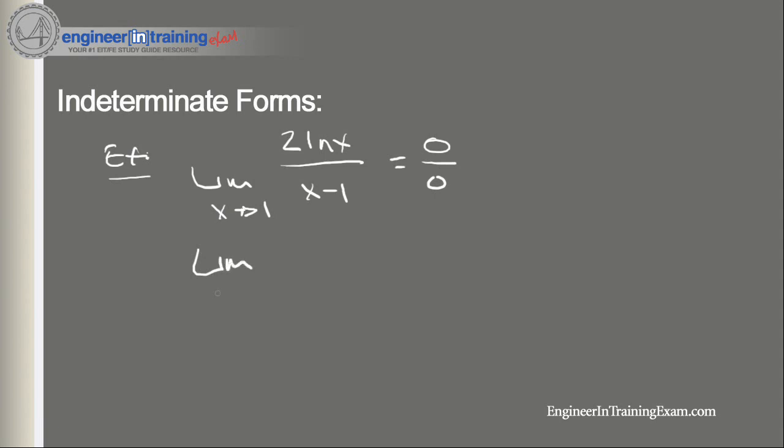So let's take the limit as x goes to 1 and take the derivatives of both the numerator and the denominator, and we get 2 divided by x, divided by 1. So plug in 1 wherever we see x, and we find that the limit is going to be 2. And L'Hopital's rule tells us that the limit of the original function is now 2.